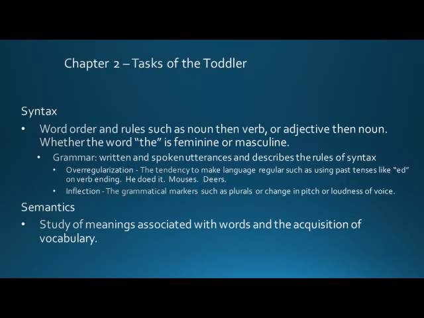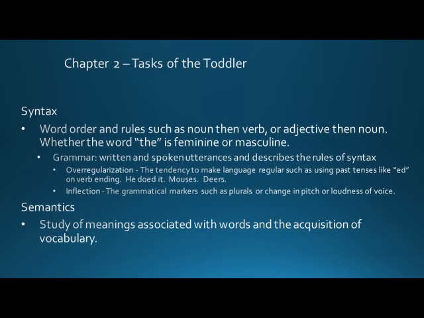In terms of inflection or grammatical markers, such as our plurals or a change in pitch or loudness of voice, these are also kind of rules of grammar that we learn. So for example, when we ask a question, our voice goes up. Do you have any cookies? There's a specific kind of inflection that we tend to use.